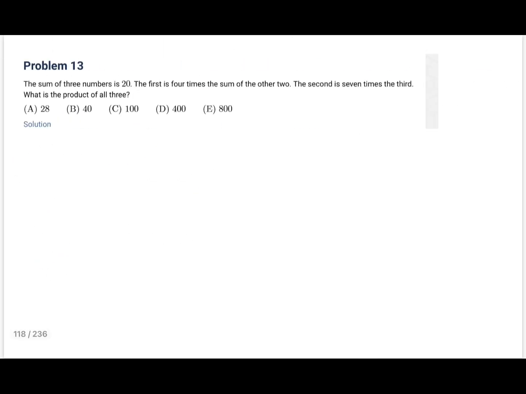Problem number 13. The sum of three numbers is 20. The first is 4 times the sum of the other two. The second is 7 times the third. Okay, so if the last number is A, then the second is 7 times the third, right? So it's 7A. And the first is 4 times the sum of the other two, so it's 4 times 8A, 32A. The sum of three numbers is 20, so 40A equals 20.